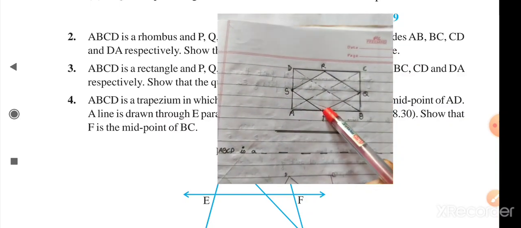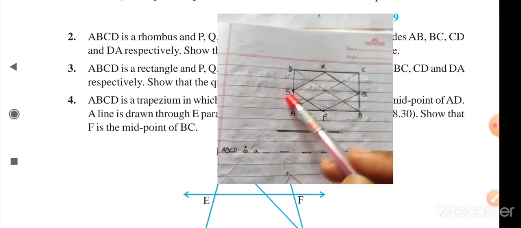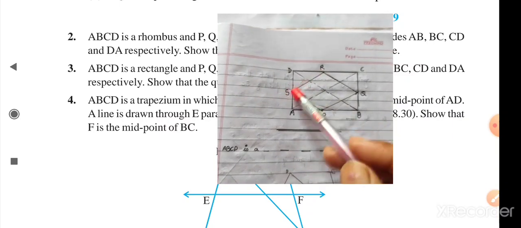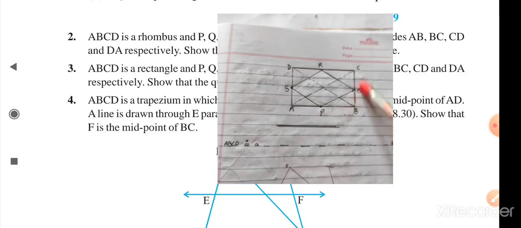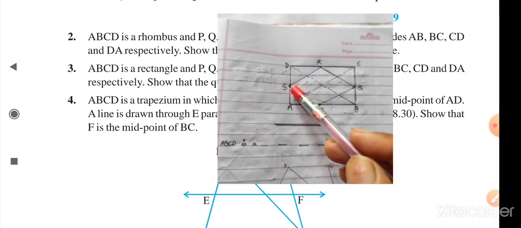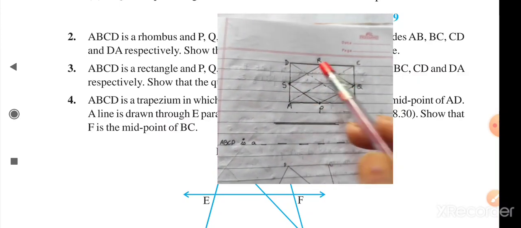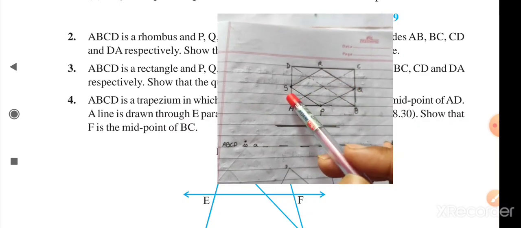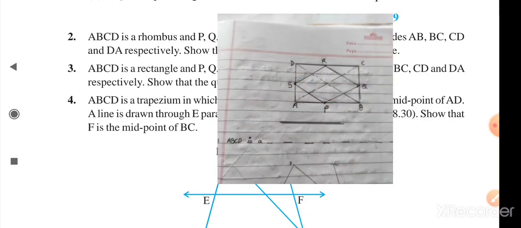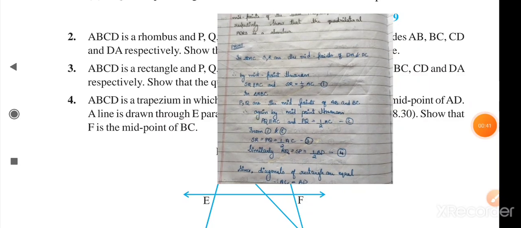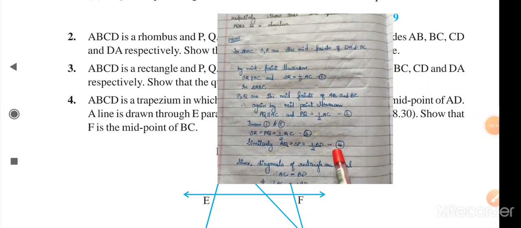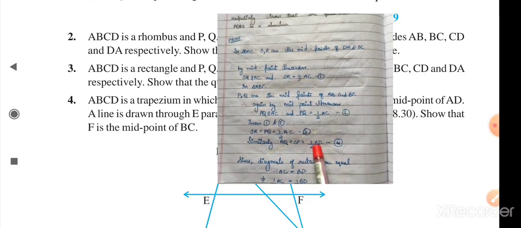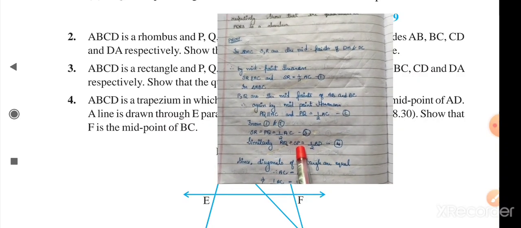First you take S and R as the midpoints of these sides, and hence SR is parallel to AC and SR is half of AC. Similarly PQ, the same process as we have done in the previous question. SR equals PQ and RQ equals SP. Till here you will do it like the previous question. You can see that the solution is also similar to the previous question. Similarly RQ is equal to SP.